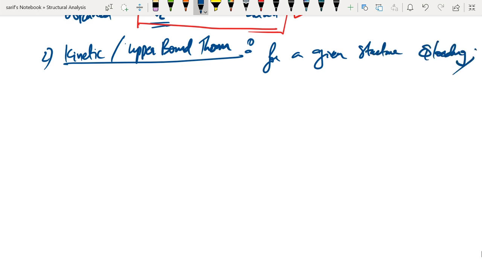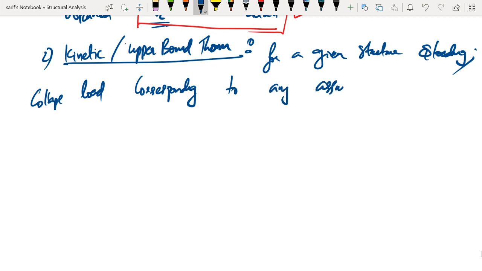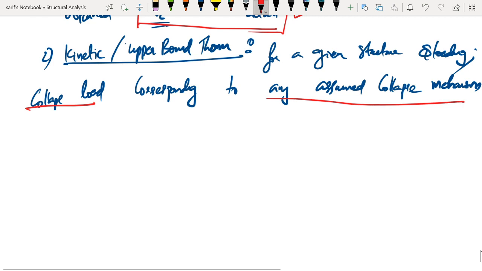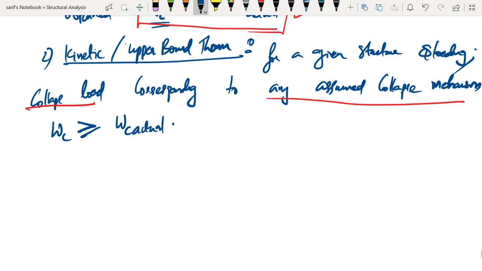So for a given structure and loading, the collapse load corresponding to any assumed collapse mechanism. So this is the term that is important, the collapse load corresponding to any assumed collapse mechanism. So this will be always greater than or equal to the actual collapse load. So that is the kinetic or the upper bound theorem.